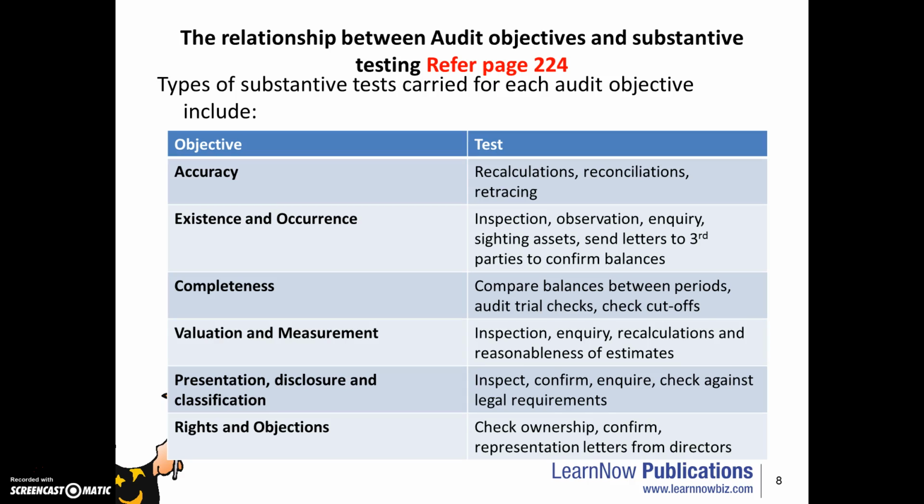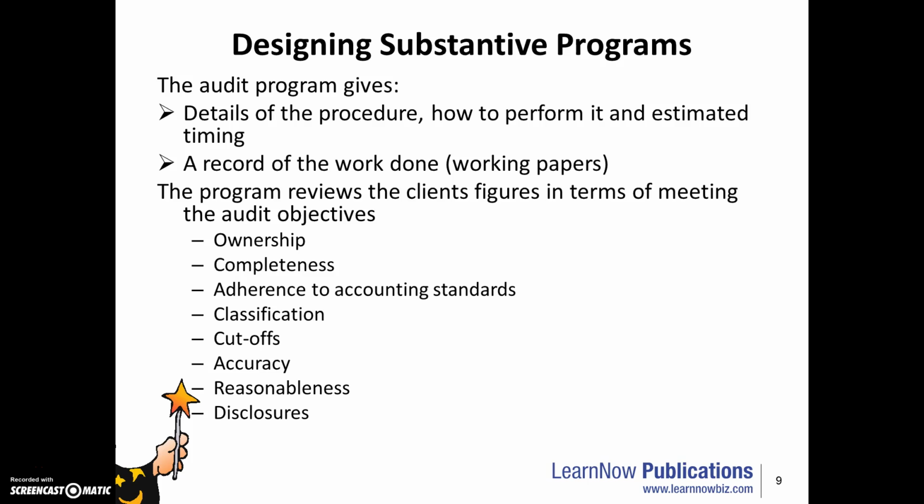Valuation and measurement, we want to inspect, we want to inquire, we even want to do some recalculation and reasonableness estimates. In presentation, disclosure and classification, again we'll inspect, we'll confirm, we'll inquire. We'll check against the legal requirements. And finally, rights and obligations. We'll check ownership, confirm representation letters from directors.